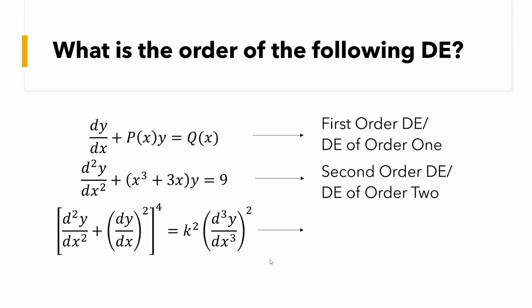Then we have our third example, no? So tatlo yung ating derivative, no? Let's inspect. We have d squared y over dx squared, so that's the second derivative. We have dy over dx, that is the first derivative, and we have d cubed y over dx cubed, so that is the third derivative. So since third yung pinakamalaki natin, obviously this is third order DE, or DE of order 3. So yun, that's the order of the differential equation.